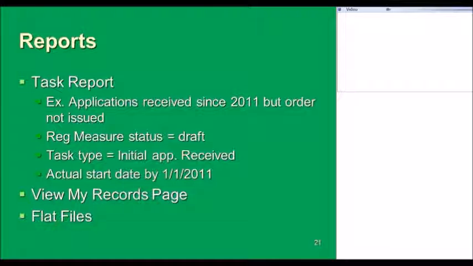So now I wanted to move on to reports that you can use to see this information that you enter into CWIX. One I like is the task report. So I'm going to run an example report. If you wanted to know the applications received since 2011, but the order hasn't been issued yet, we'll go ahead and do that. We'll use the filter for reg measure status and set that equal to draft, the task type equal to initial application received, and the actual start date by 1/1/2011.